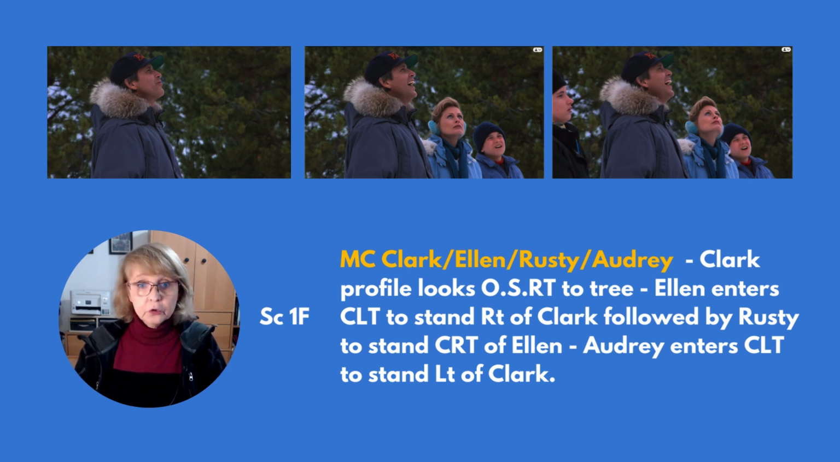So my long description would be Clark profile looks off-screen right to the tree. Ellen enters camera left to stand right of Clark, followed by Rusty, which is that middle shot there, to stand camera right of Ellen. And then the next shot, the last shot, it's Audrey enters camera left to stand left of Clark. Okay? It's real important to make a note of how they entered, because you want to match that in other shots, other angles that you will be shooting this.